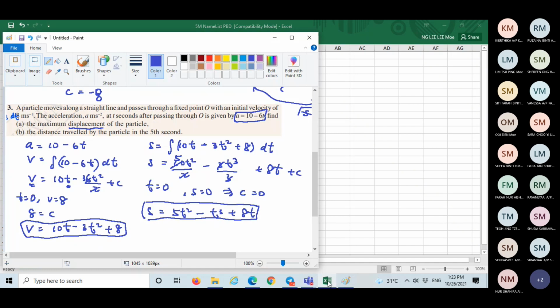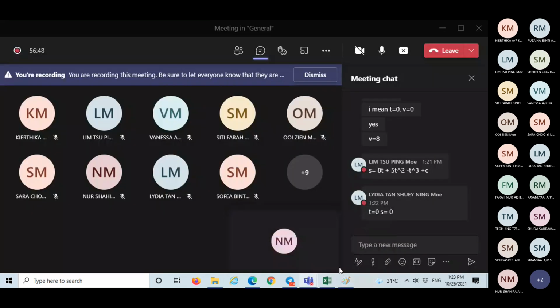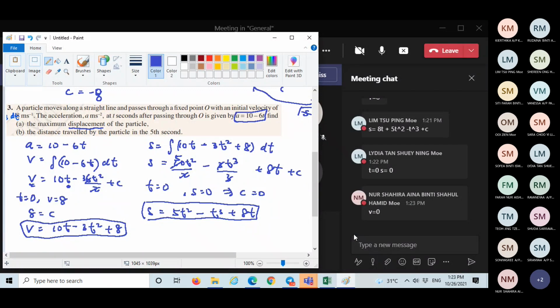Shahira. Maximum displacement happens when ds/dt equals 0, where v equals 0, because ds/dt is the same as the v. So ds/dt is the v, therefore v equals 0. Okay, so you set this one for part A. You set v, this is the v, equals 0. Then you do the factorization to get the answer for the t.